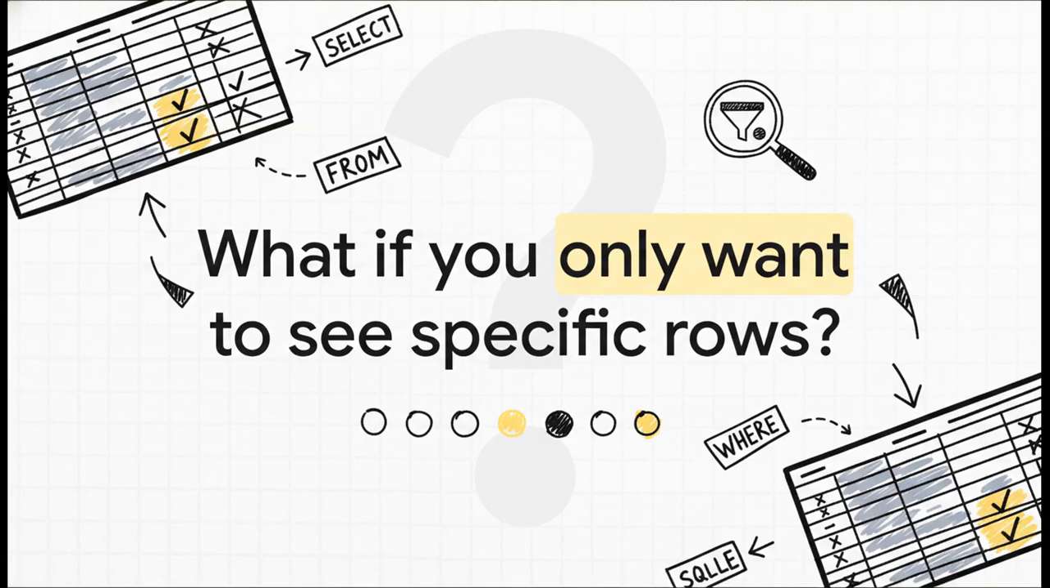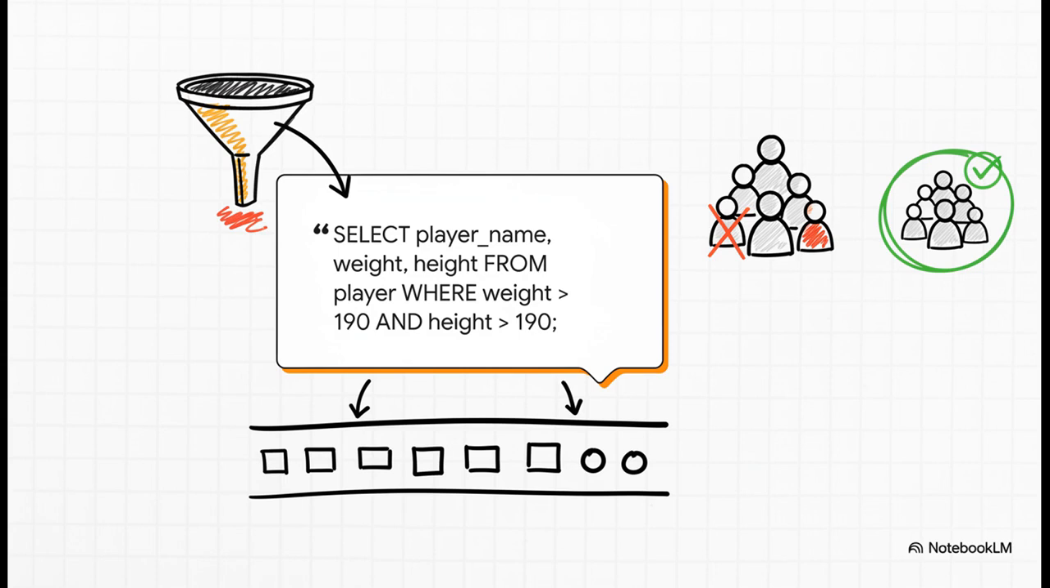So what if you want to narrow things down and only see the rows that match exactly what you're looking for? For that, we use the where clause. Think of it as your filter. In this example, we're not selecting everything. We're just asking for the player's name, weight, and height. Then we add the condition, where the weight is greater than 190 and the height is also greater than 190. Only the players who meet both of those conditions will show up. So remember, where is how you get specific.